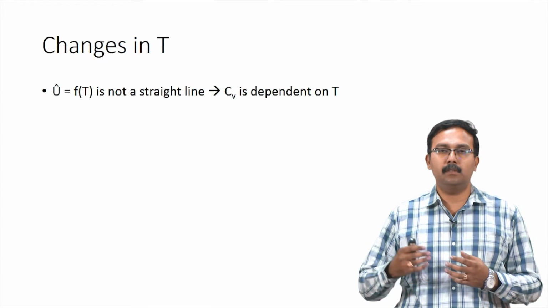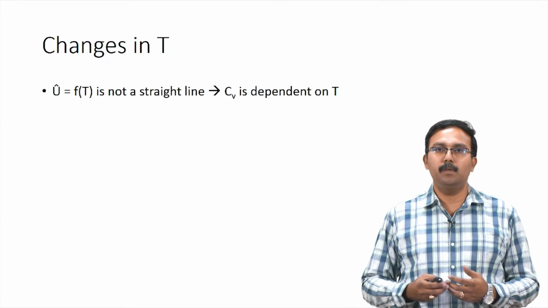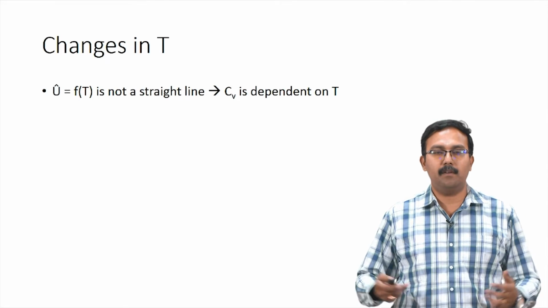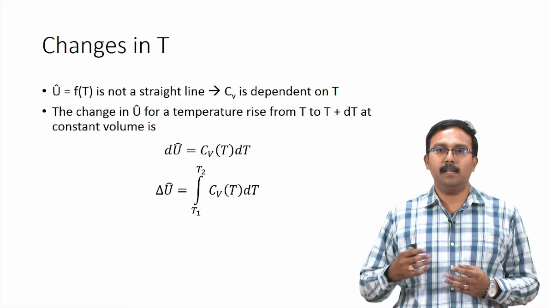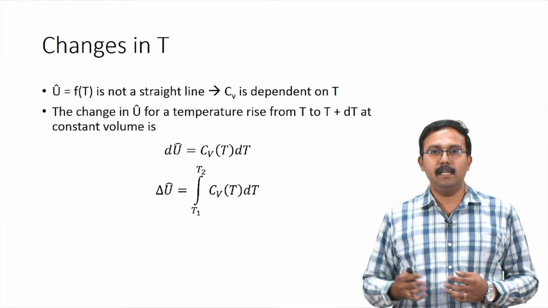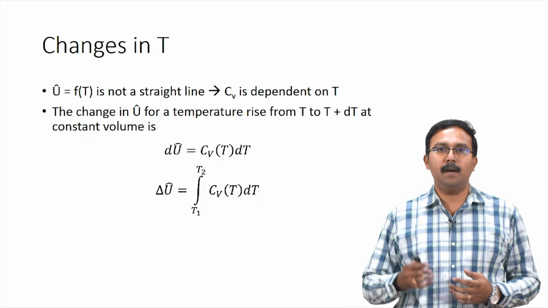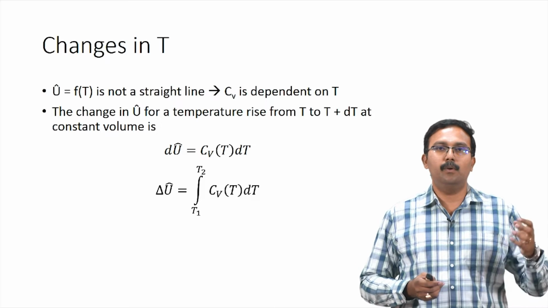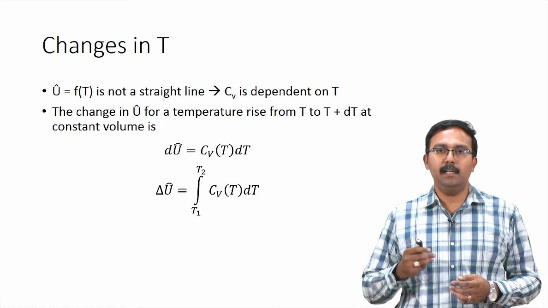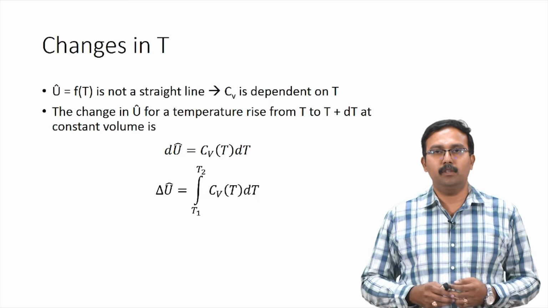CV itself is dependent on temperature, and it is given in terms of polynomials which can be obtained from textbooks and reference books. The change in u cap for a temperature rise from T to T plus dT at constant volume can be given as d u cap equals CV, which is a function of temperature, times dT. So, delta u cap would be the integral from T1 to T2 of CV dT, where CV is a function of temperature.